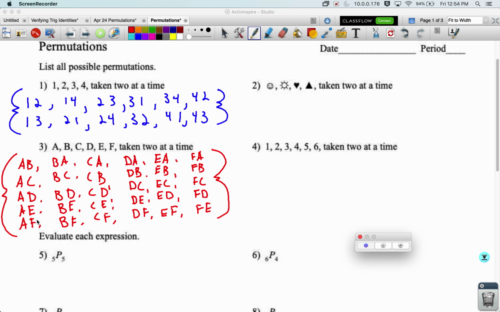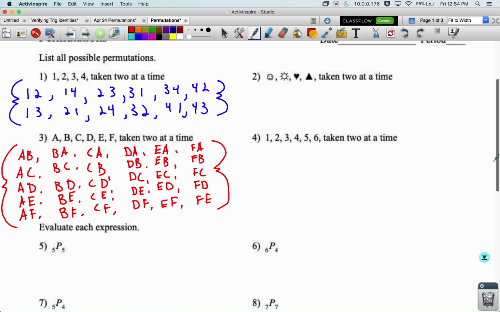Let's see, we've got a 5 by 6 block, so that's 30. Let's check if 6 pick 2 is 30. So 6 nPr 2 is 30. Very good. All right, evaluate each expression.